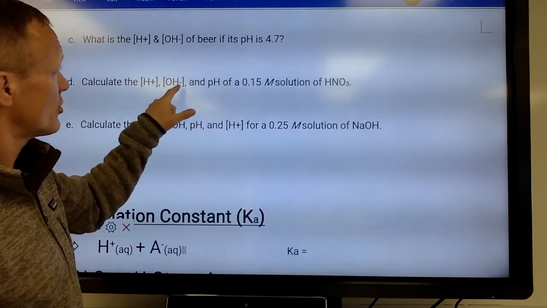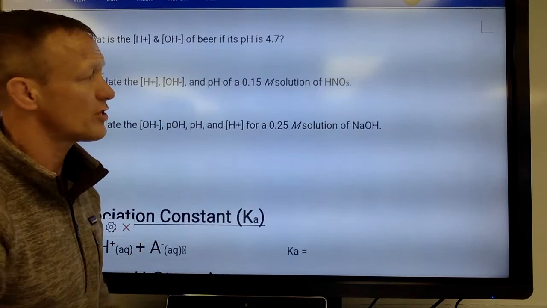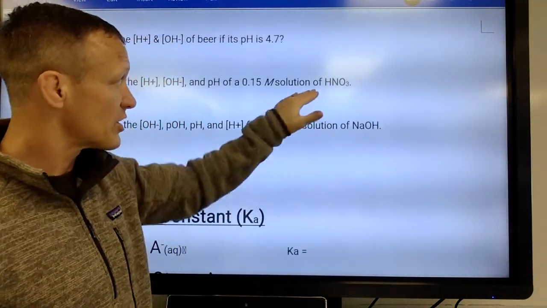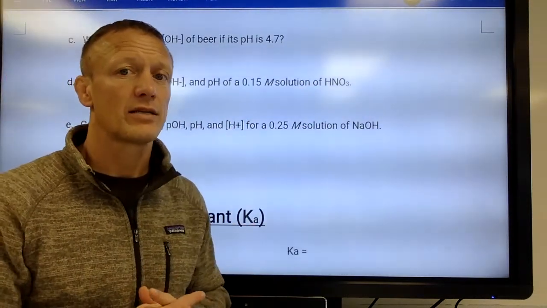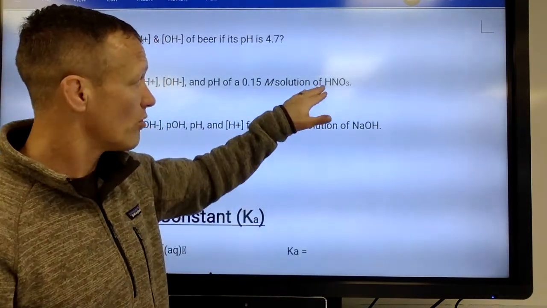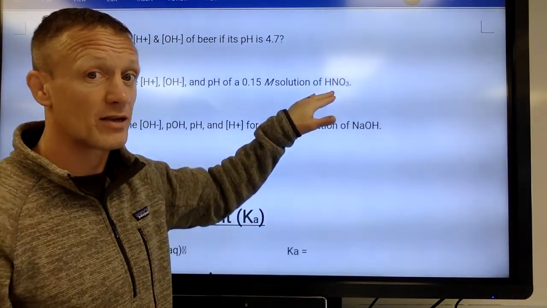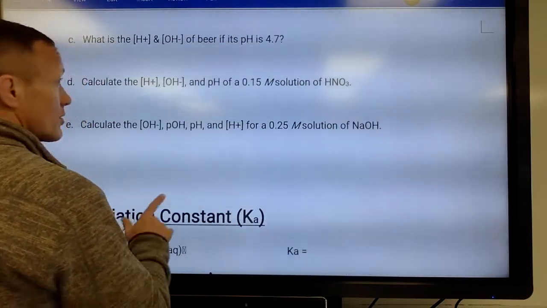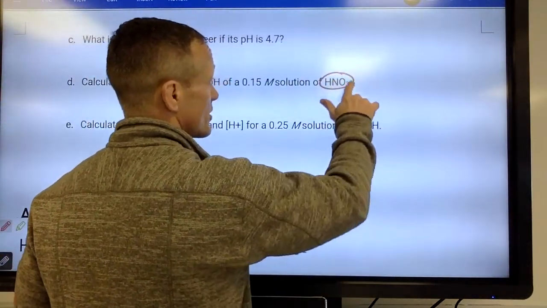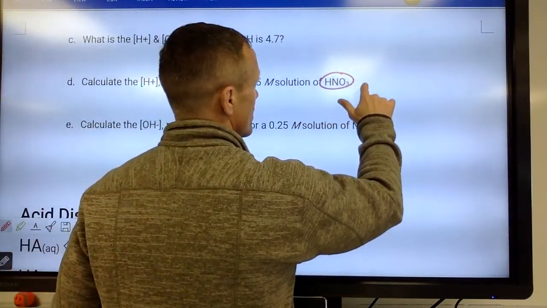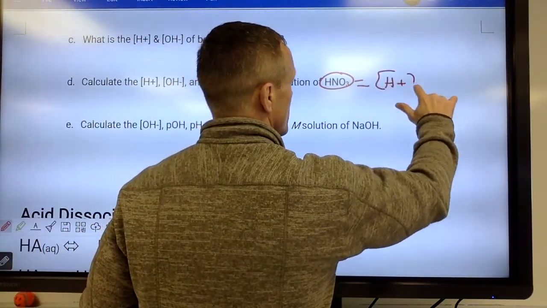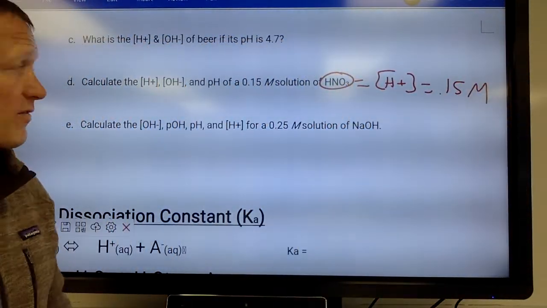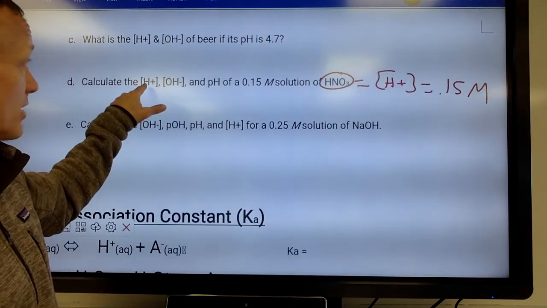Figure out the H plus concentration, OH negative concentration, and pH of a 0.15 molar solution of HNO3. I can only ask you this if it's a strong acid or strong base. So this is a strong acid, so I know it completely dissociates. If it was a weak acid, only a percentage of this would dissociate and you wouldn't get as many H plus ions. Otherwise, you'll need a Ka or Kb value eventually. So this completely dissociates into H plus ions and NO3 negative ions. So that means the concentration of H plus ions is 0.15 molar. So that is my concentration H plus, that's that answer.